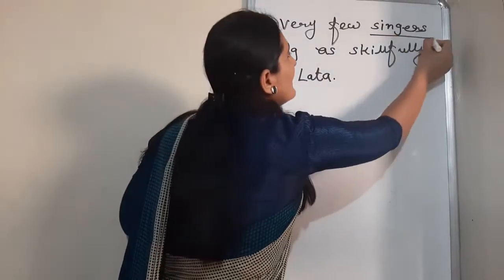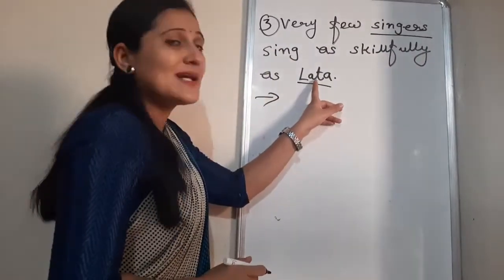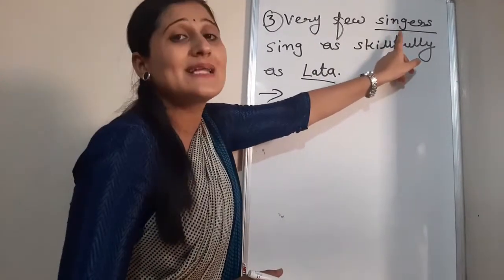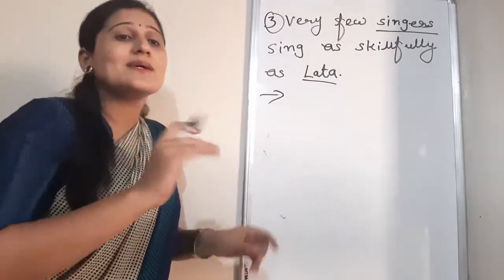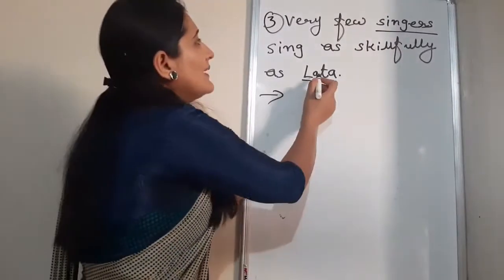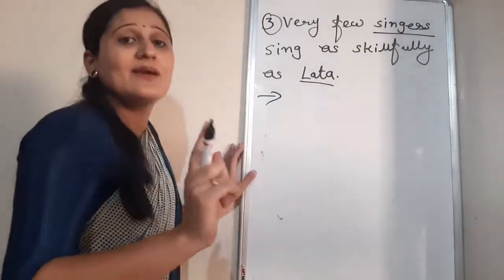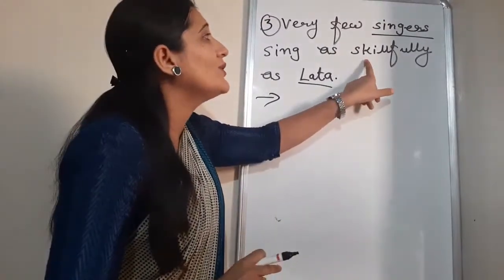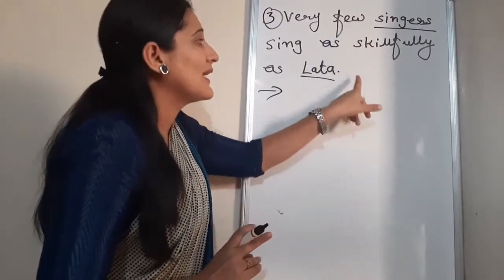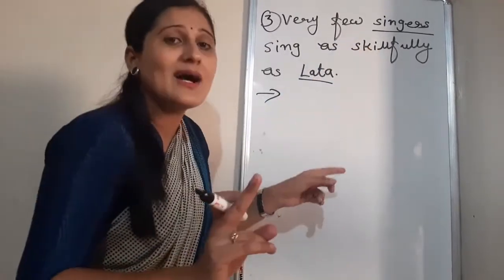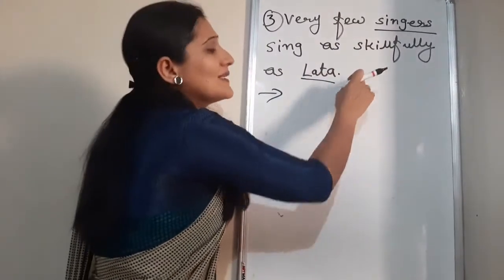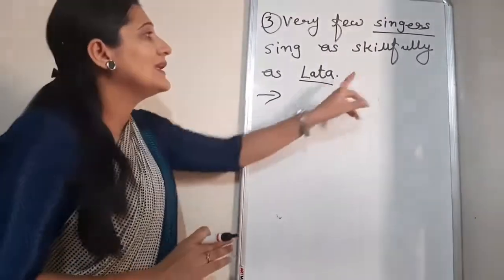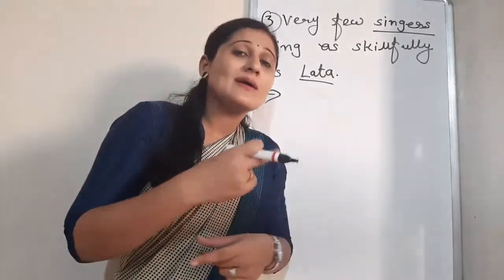See, singers and Lata. Lata's comparison with so many singers. So here comparison between more than two things. So let's change the subject. Here same thing. Only one major problem: here you will not see that positive, negative, negative, positive. Why? Because here comparison is between more than two people or more than two things. So here it might be possible or cannot be possible.